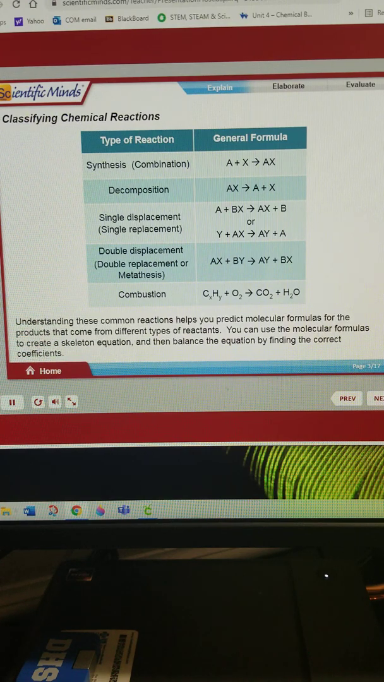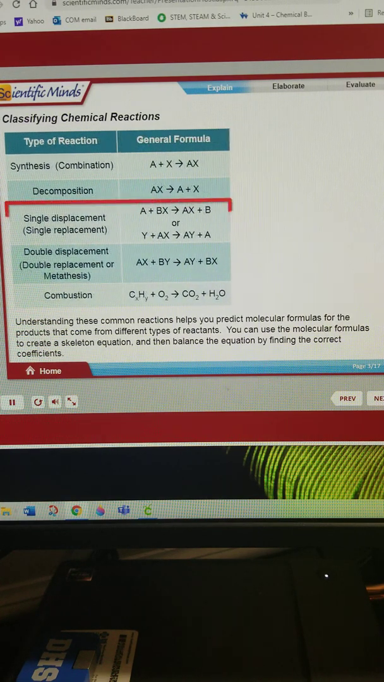Understanding these common reactions helps you predict molecular formulas for the products that come from different types of reactants. You can use the molecular formulas to create a skeleton equation and then balance the equation by finding the correct coefficients.